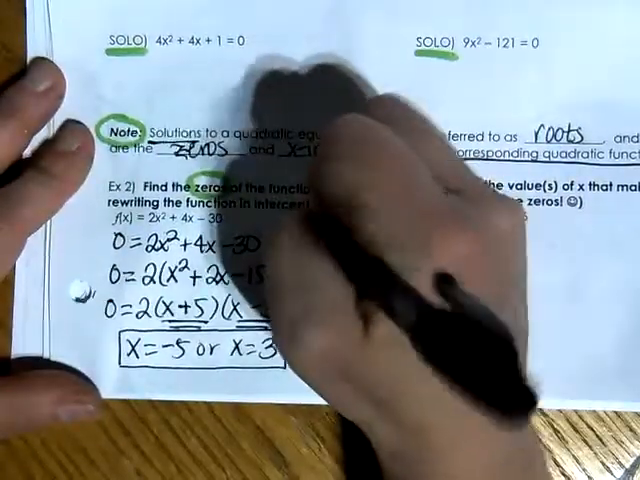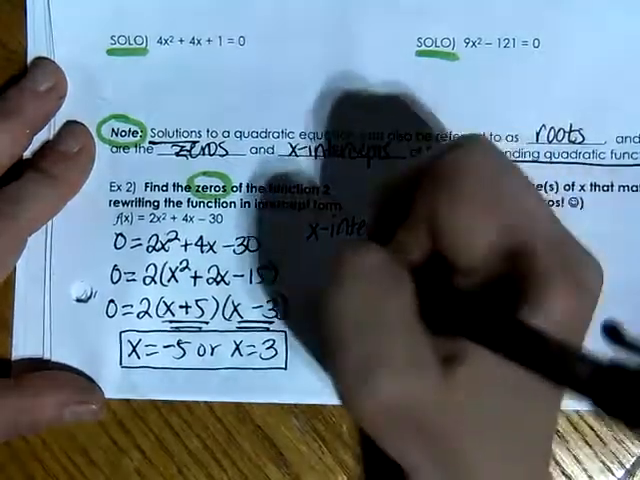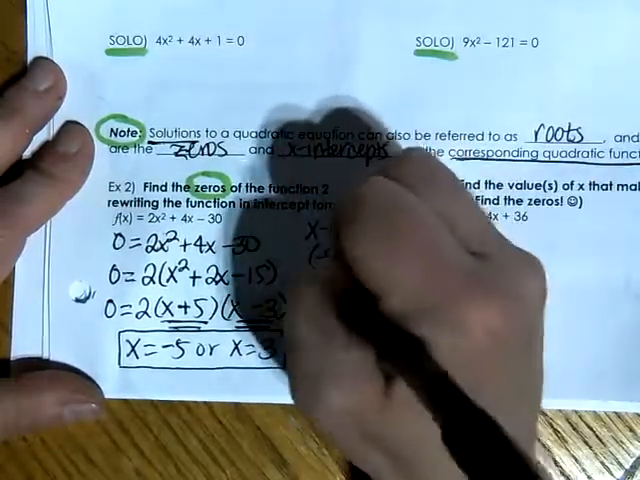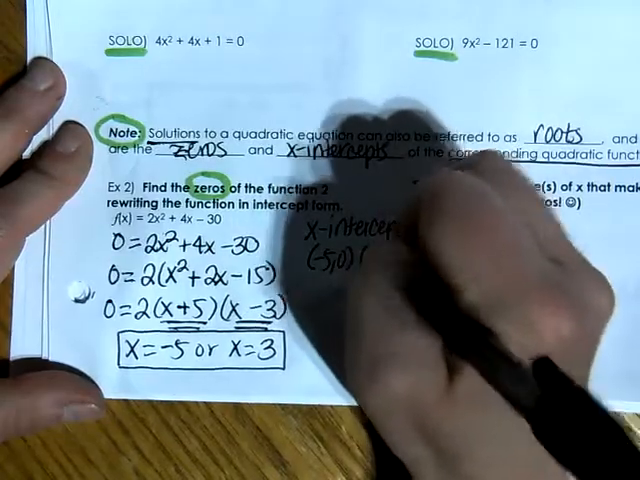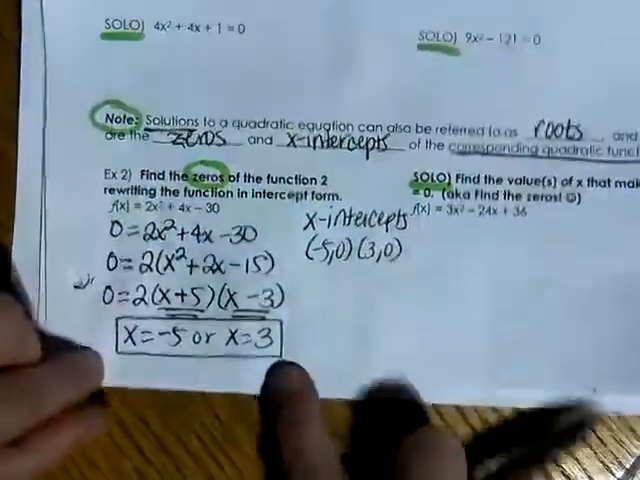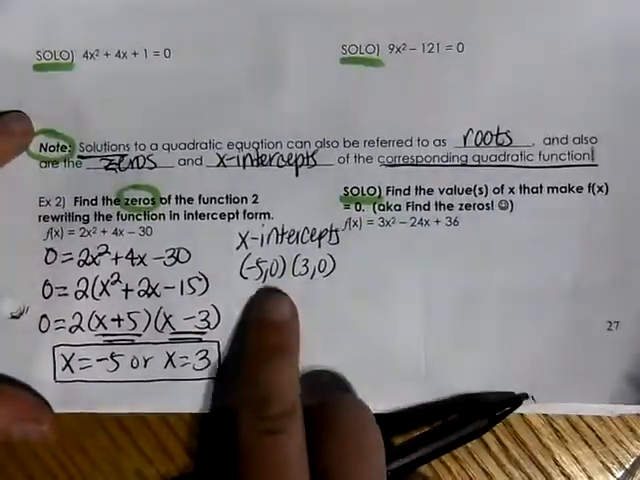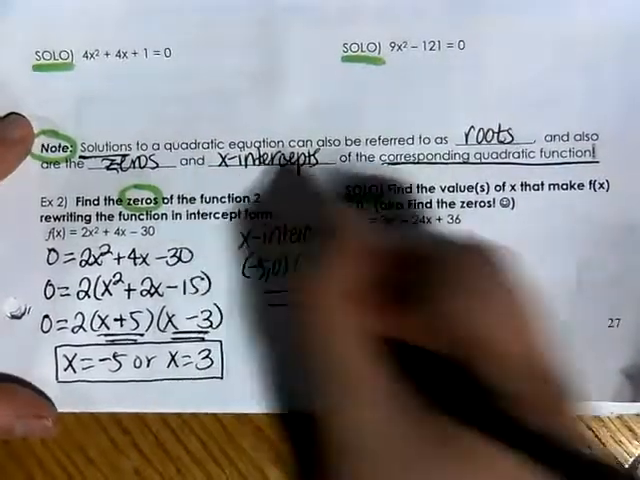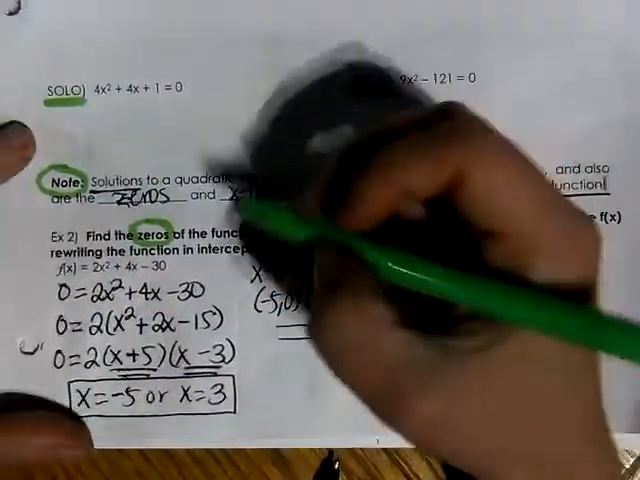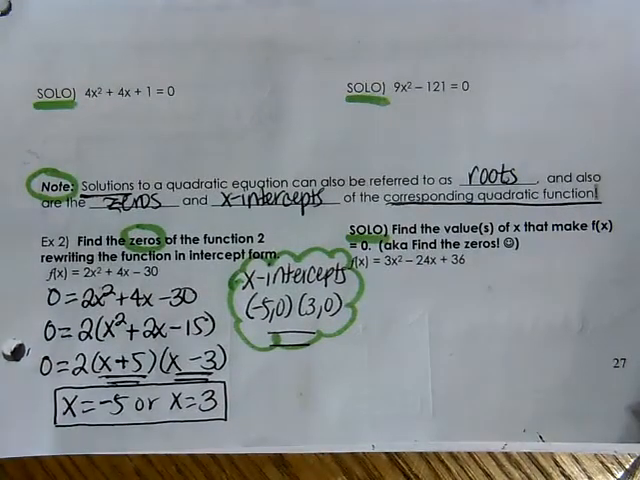If they had asked you for x-intercepts, we would write this answer differently. We would write this answer as (-5, 0) and (3, 0). So just note that if the question is asking you for zeros, you would write it just like we did up here for finding roots. But if they asked you to find x-intercepts, you'd need to take it to the next level and write them as ordered pairs. Please go ahead and try the next solo problem on your own and have that ready to go for the next time I see you in class.